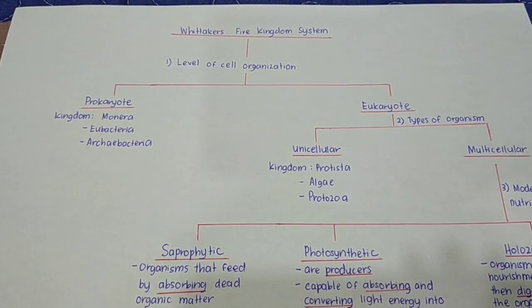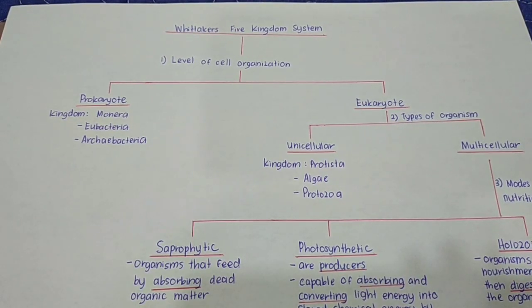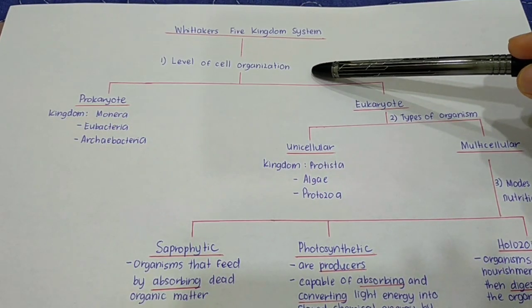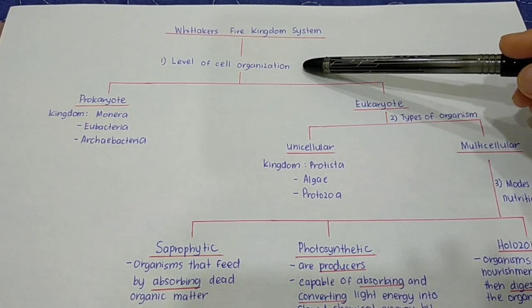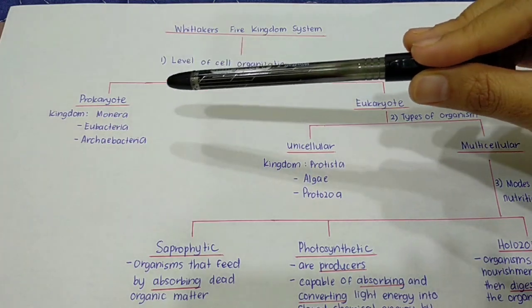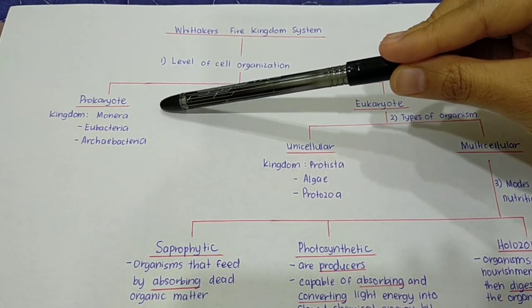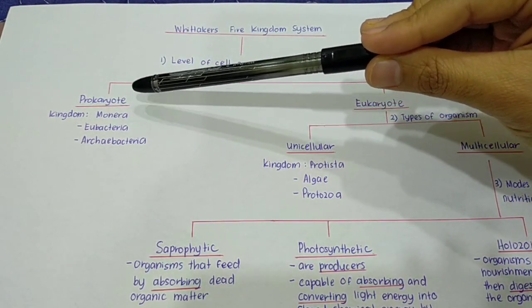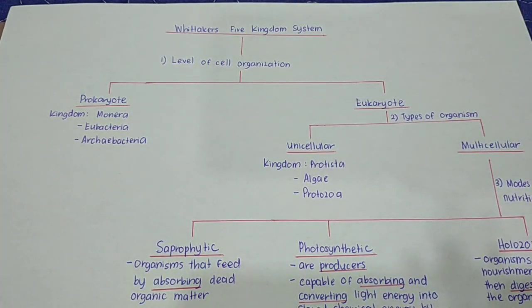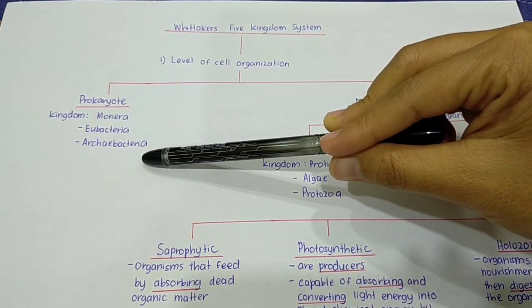Okay, so now we look at the detail of Whittaker's 5 kingdom system. So how does Whittaker classify the organism? Okay, so as I mentioned earlier, first we look at the level of cell organization. Okay, so firstly, we classify the organism either it is prokaryote or eukaryote. So for prokaryote, okay, only organism under kingdom Monera is prokaryote. Okay, so remember kingdom Monera actually is a kingdom for bacteria. Okay, for example eubacteria and also archaebacteria.